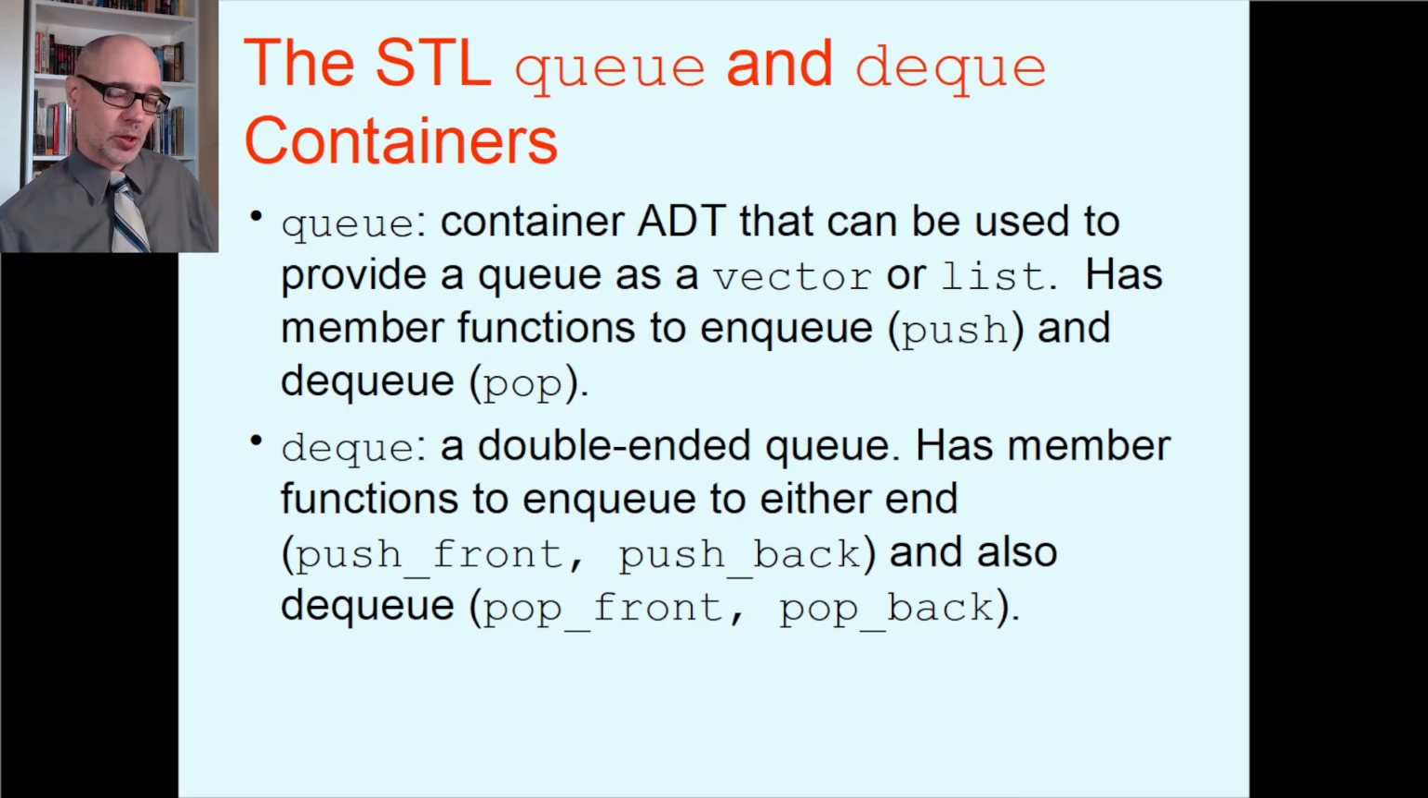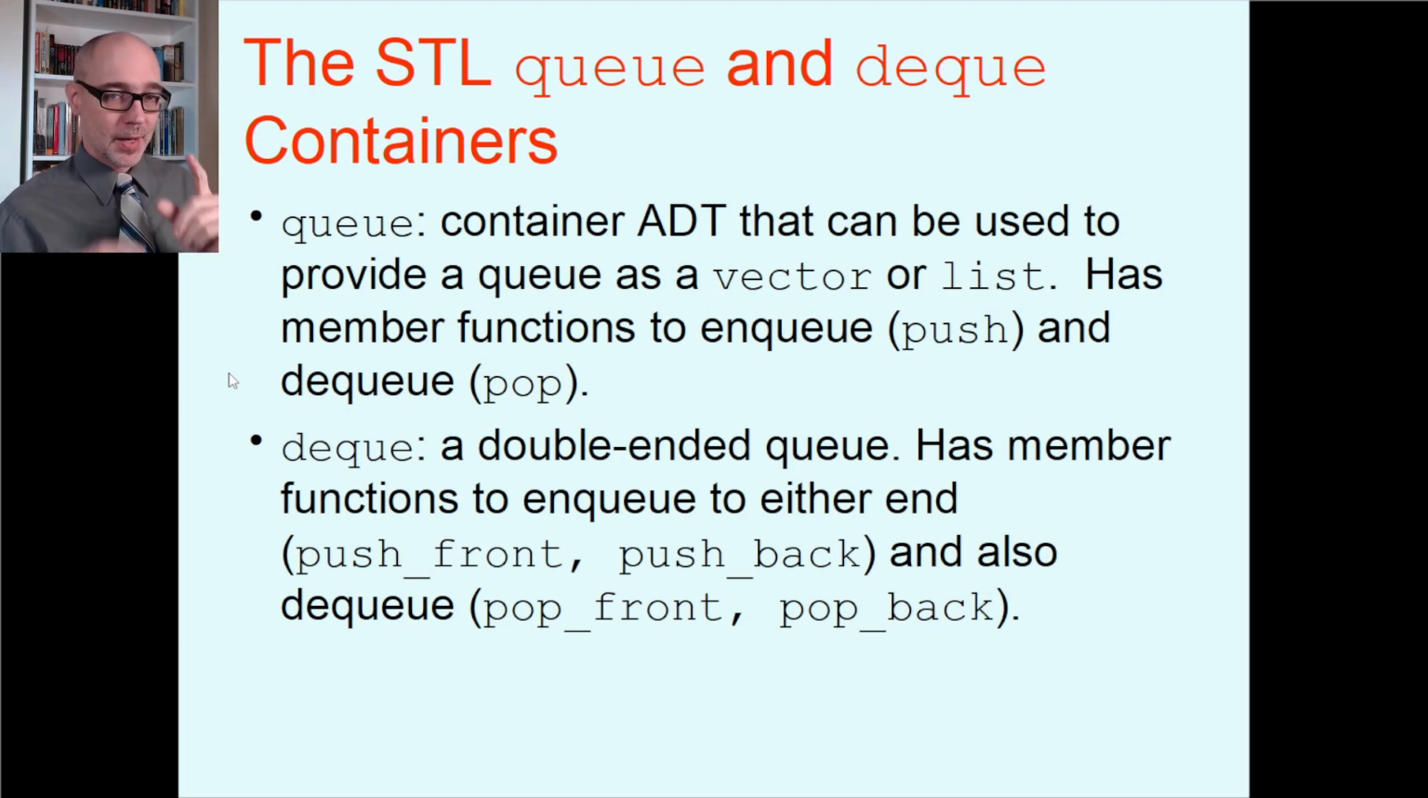Actually, there's two related containers like this. There's a container called queue, which is this container abstract data type that can be used to provide a queue. And again, like we said for stacks, you can choose whether it's actually storing it in a vector, which is an array, of course, or a linked list, right? You get to choose that. And it has member functions to add and remove stuff. And like I said here, the STL calls them push and pop. You push something on the end of your queue, you pop something off the front of your queue.